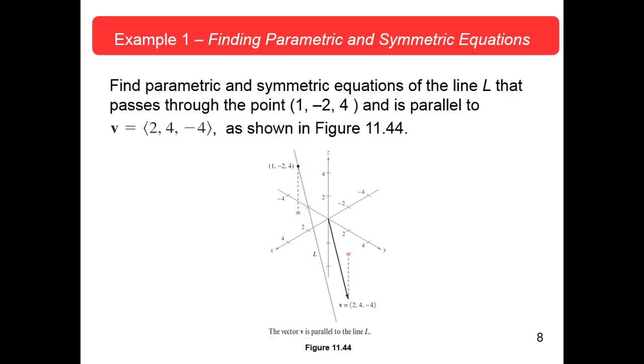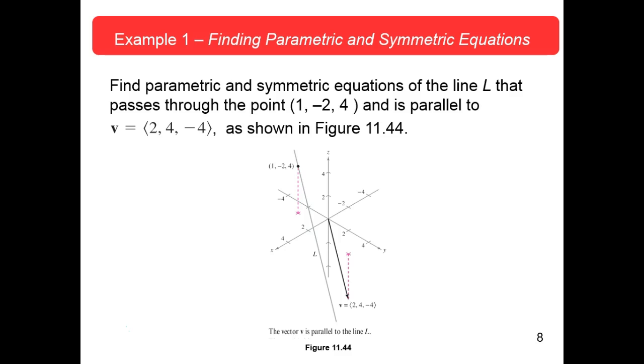So here's the example. Find the parametric and symmetric equations of the line L that passes through this point, 1, negative 2, 4, and is parallel to this direction vector v, which is 2, 4, negative 4. Okay? Now, they've drawn the x-axis here, the y-axis here, and the z-axis up here. Now, what you do, 2, 4, negative 4: 2 on x, 4 on y, and that gets you to this point, then go down 4 here. There's a vector it's parallel to, going through that point.